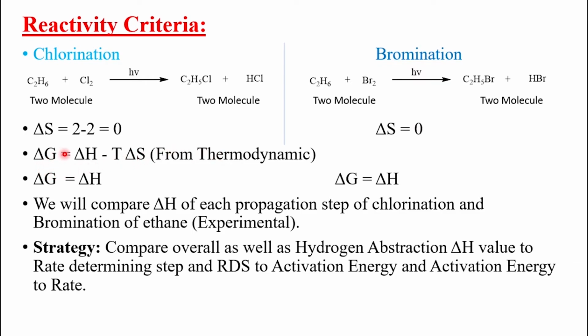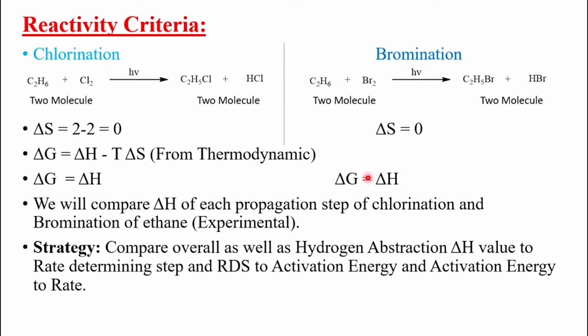What is delta G? Delta G is a change in free energy. This equation came from thermodynamics. Delta G is equal to delta H minus T delta S. Delta H is change in enthalpy, while T is temperature. Delta S is change in entropy. So for both the processes, chlorination and bromination, delta S is 0. So when we put delta S as 0, this term is neglected and the left out term is delta G is equal to delta H for both the processes.